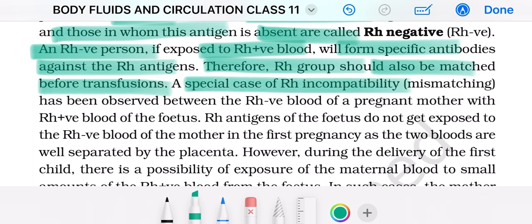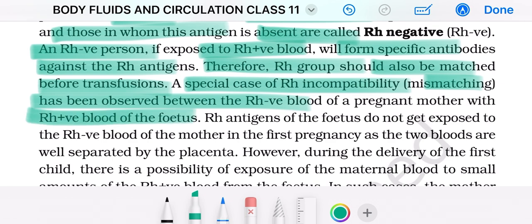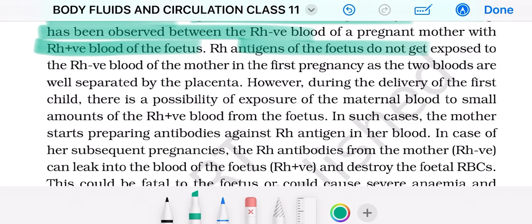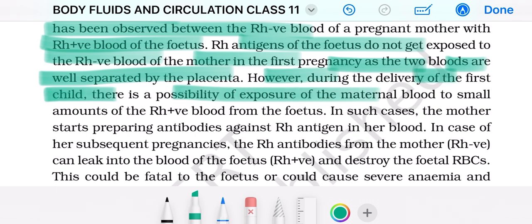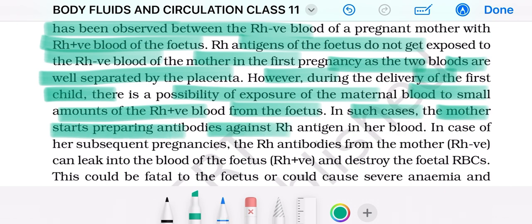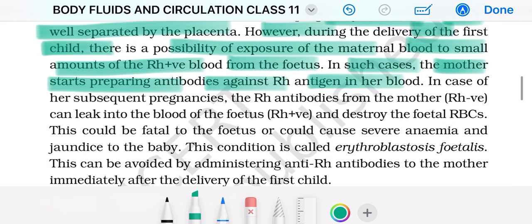A special case of Rh incompatibility has been observed between Rh negative blood of a pregnant mother with the Rh positive blood of the fetus. Rh antigens of the fetus do not get exposed to Rh negative blood of the mother in the first pregnancy, as the two bloods are well separated by placenta. However, during delivery of the first child, there is a possibility of exposure of maternal blood to small amounts of Rh positive blood of the fetus. In such cases, the mother starts preparing antibodies against the Rh antigen in her blood.